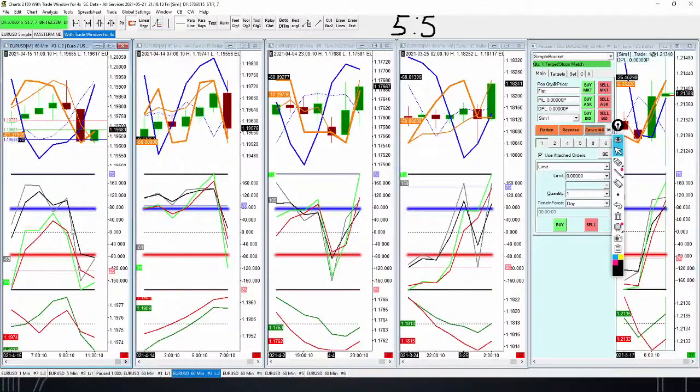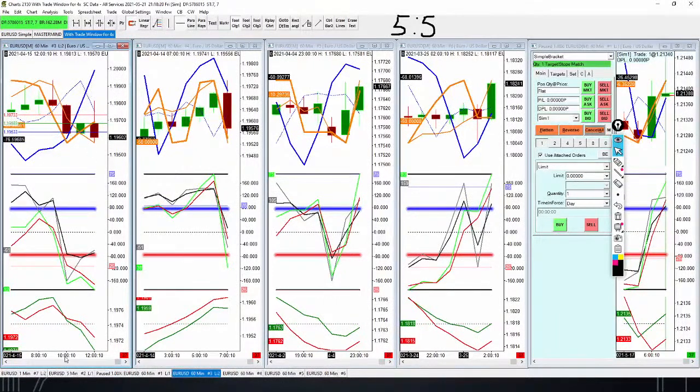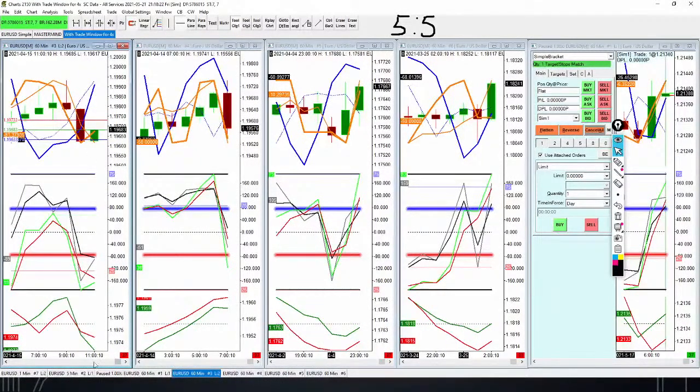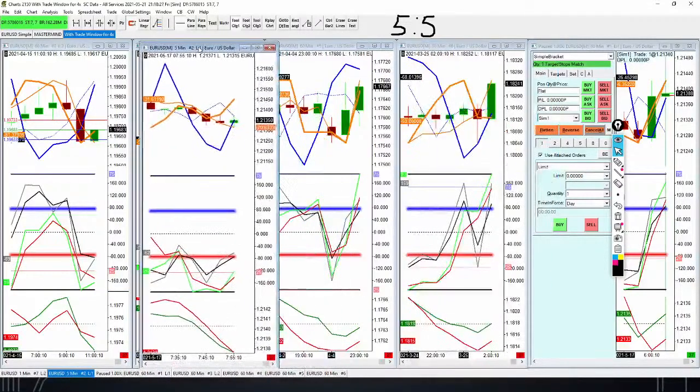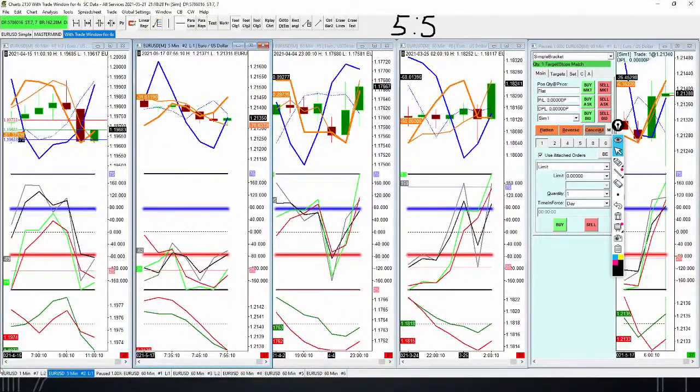Now, if it does both in the same candle, then we'll just look at a 5-minute chart and see which direction went first. And that one did go both. Okay, so let's go to a 5-minute chart. And let's look at this one, see if it's linked. Nope, not linked.